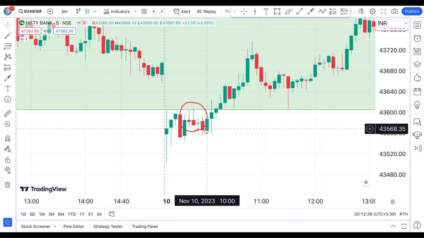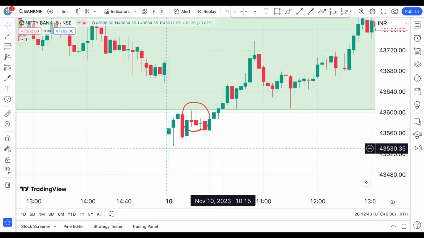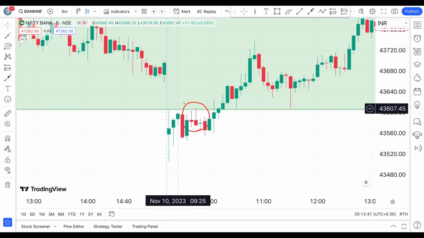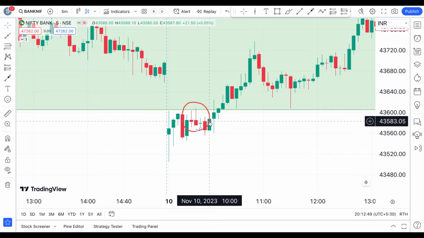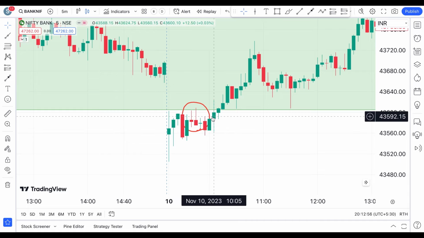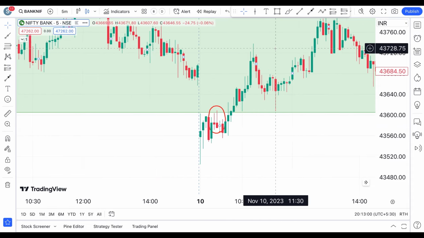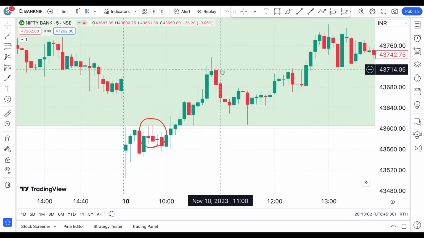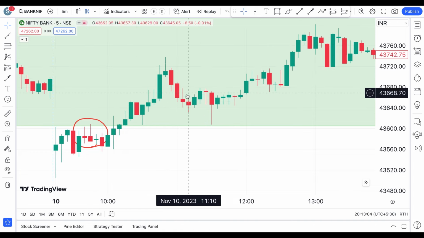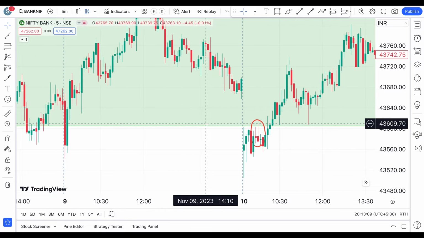Okay, so where do we have the next one? We don't have a pattern there, but this is because of this pattern, I guess. See, here you have a bullish engulfing pattern. And see, this is a shooting star, and see the momentum it has created, and your target is reached there.